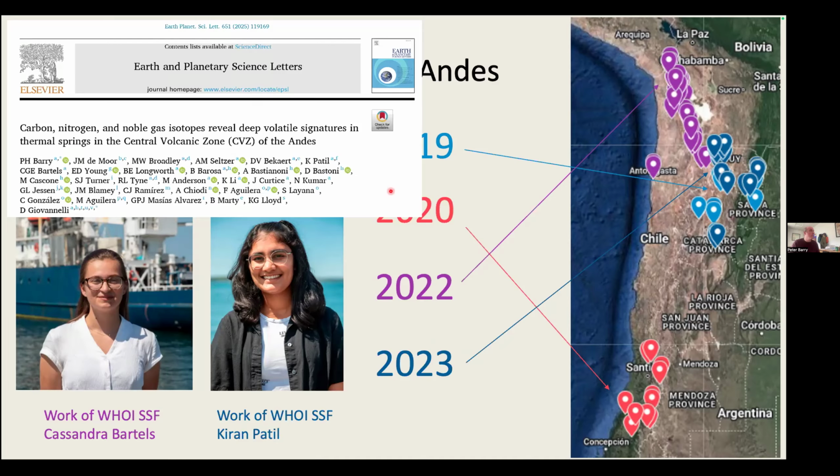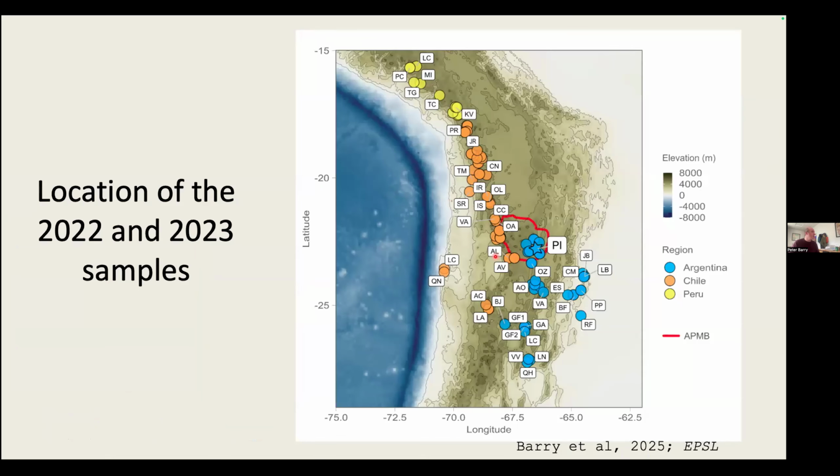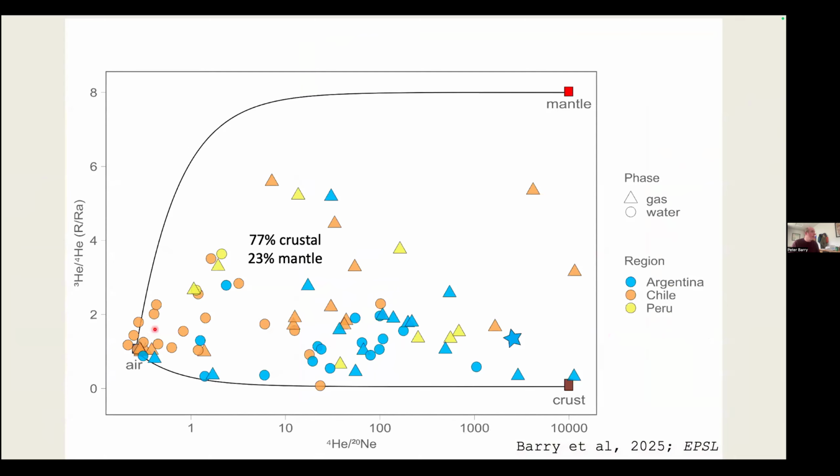just earlier this year. Okay, so here's the locations of the 2022 and 2023 samples. Again, you can see some are from Peru, many are from northern Chile, and then we have a whole handful from the back arc of Argentina. And we can make exactly the same plot that we made before of helium isotopes versus helium neon. And we can see that everything can be explained by mixing between crust and mantle.